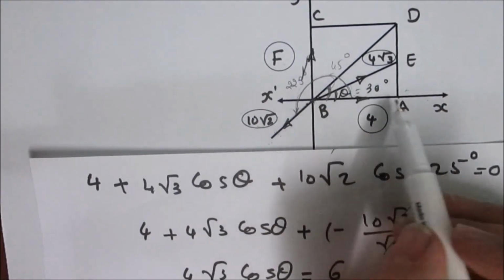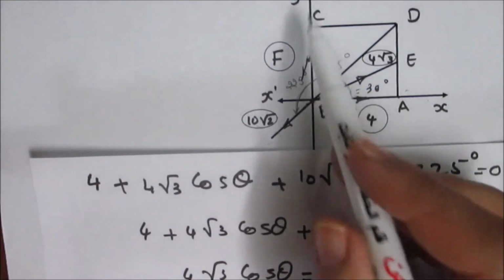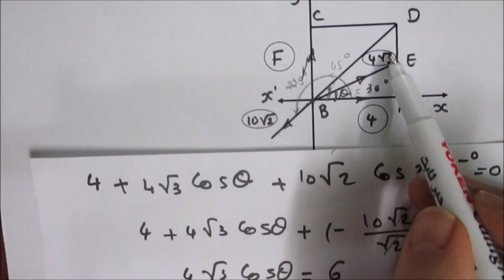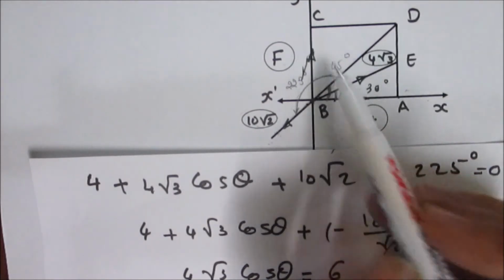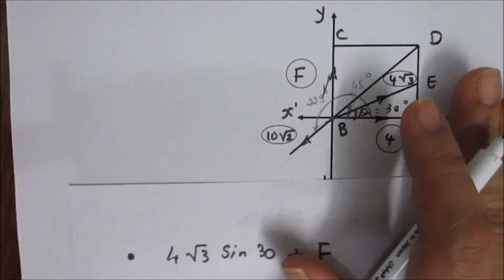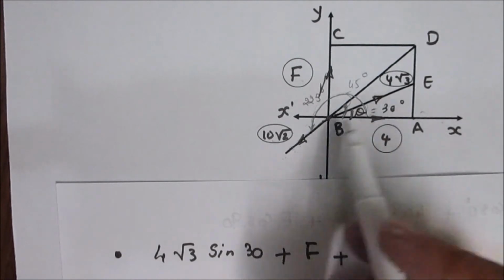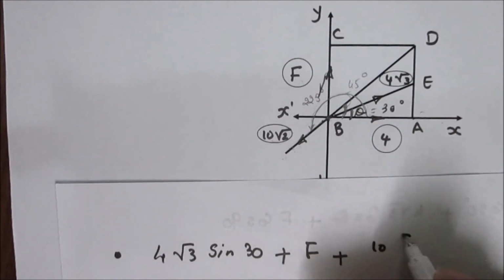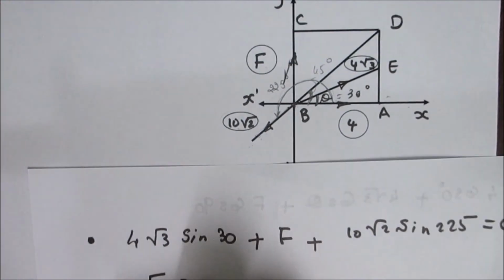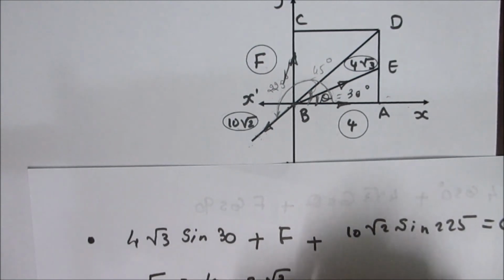The first force, the 4 kilogram weight, is horizontal. It doesn't have a vertical component. So start with the second force: 4 square root 3 times sine theta, which is 30, plus the force F, which is a vertical force. No need to resolve it. Then plus 10 square root 2 times sine of 225. Sine of 225 is negative 1 over square root 2. This equals 0. Now simplify to get F equals 10 minus 2 square root 3 kilogram weight.